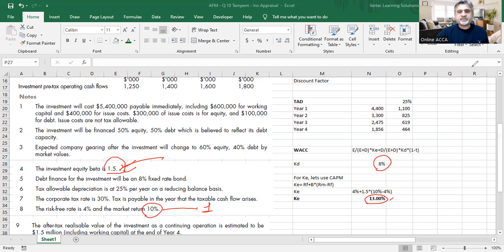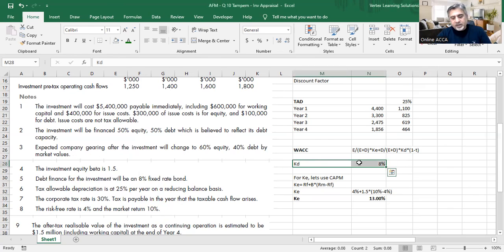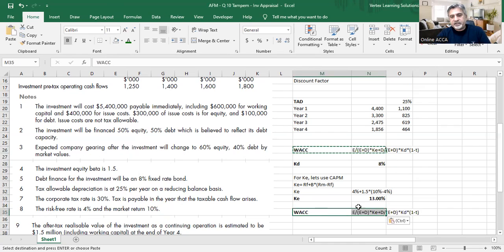Cost of debt is always low, so cost of equity is more. Cost of debt is low because debt holders do not take any risk. They have mortgages, they get fixed payments, etc. So I know my KD, I know my KE. I can now use this formula and fill in the numbers.